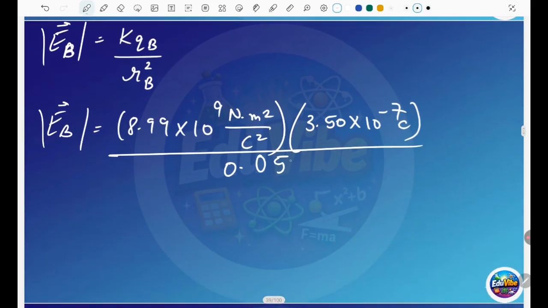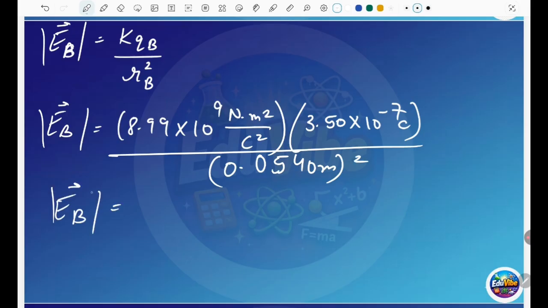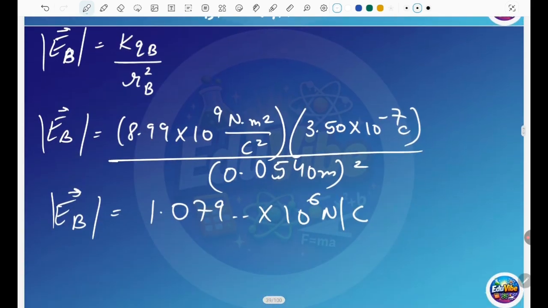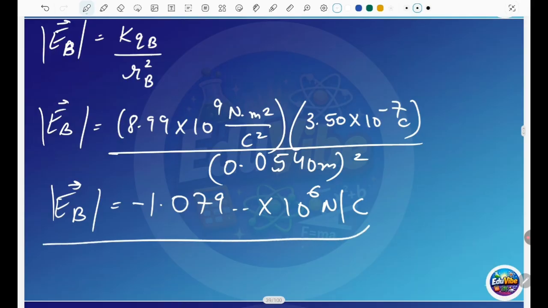So 0.0450 meter, and we have to do the square of this. When you solve this, you get about 1.079 into 10 raised to power 6 Newton per coulomb. Now, should this be positive or negative? Your EB goes in the left direction, and we take left as negative, so this electric field is negative.